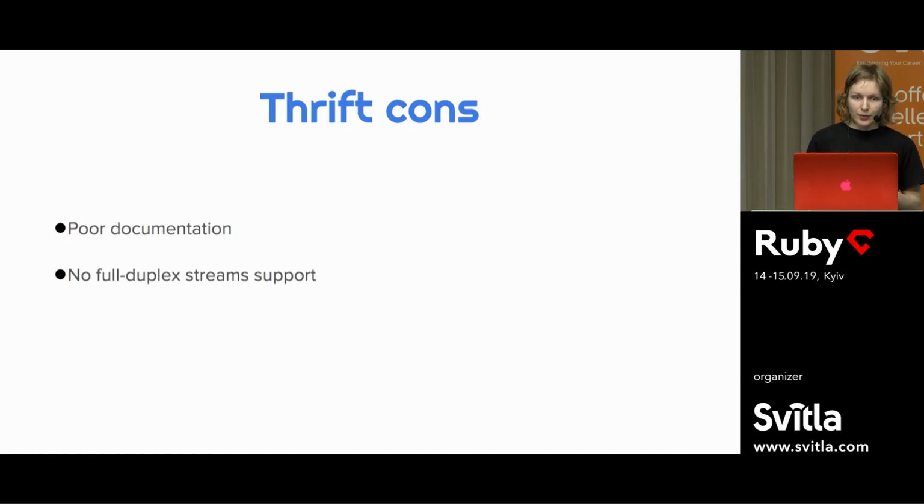For cons, I can name poor documentation. Well, it's kind of weird because Thrift is such an old framework, but it still doesn't have fine documents, and they are quite tricky to understand. They use different terminology, I would say, and it's quite hard to figure out which kind of encoding or decoding protocol will suit you best, and so on.